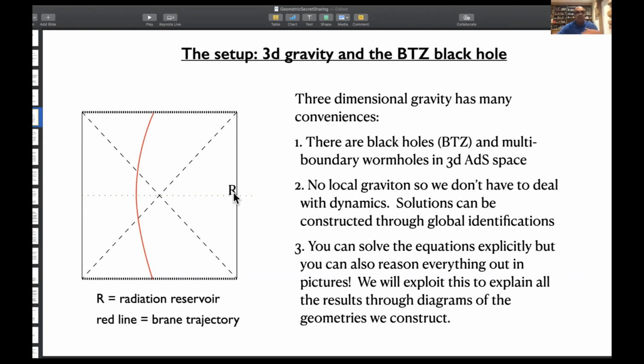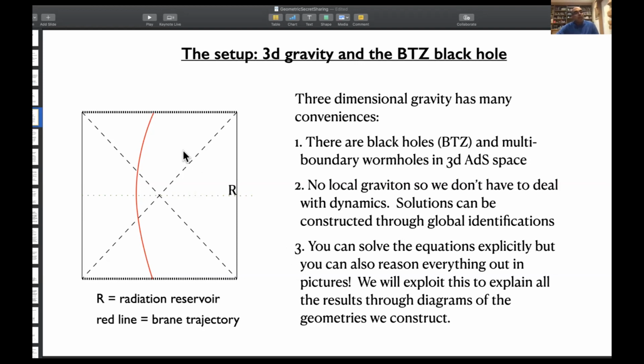This is on the time symmetric reflection surface. You have a wormhole going between this asymptotic region of AdS and this asymptotic region of AdS. The geometry is actually 3-dimensional, so there's a circle everywhere, which I've suppressed, and I will frequently suppress that circle because it plays no role in our arguments.